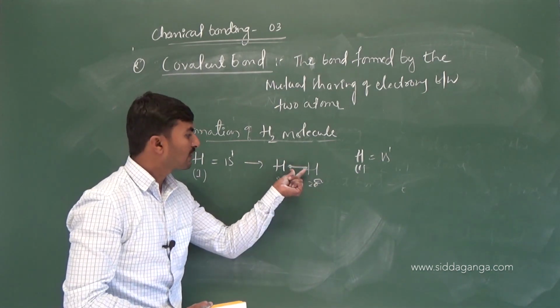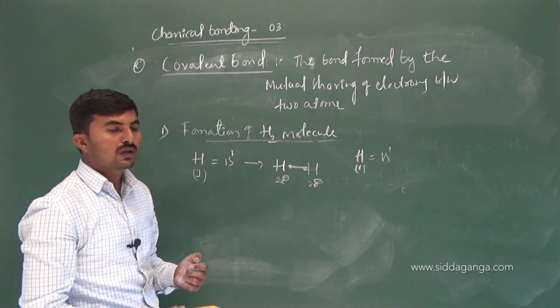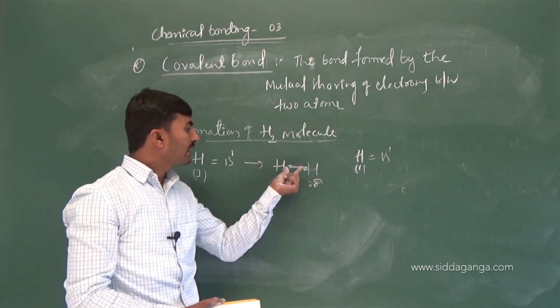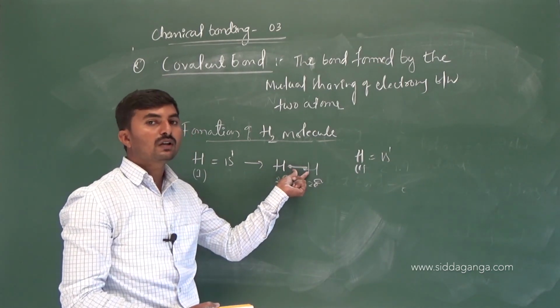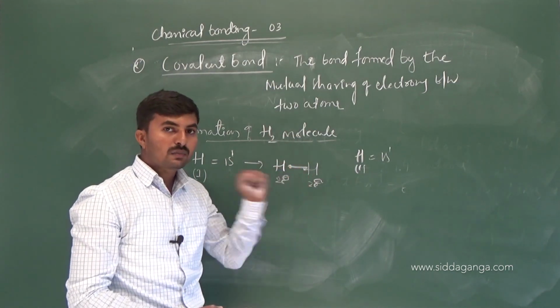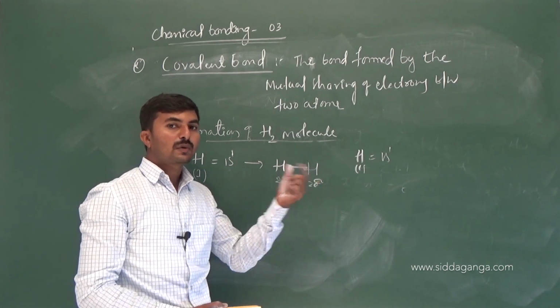Okay, what is the nature of this bond? Covalent bond. What kind of covalent bond is this? Single covalent bond, double covalent bond, triple covalent bond. It is an example for a single covalent bond. Why? The covalent bond which is formed by the mutual sharing of single electron pairs.